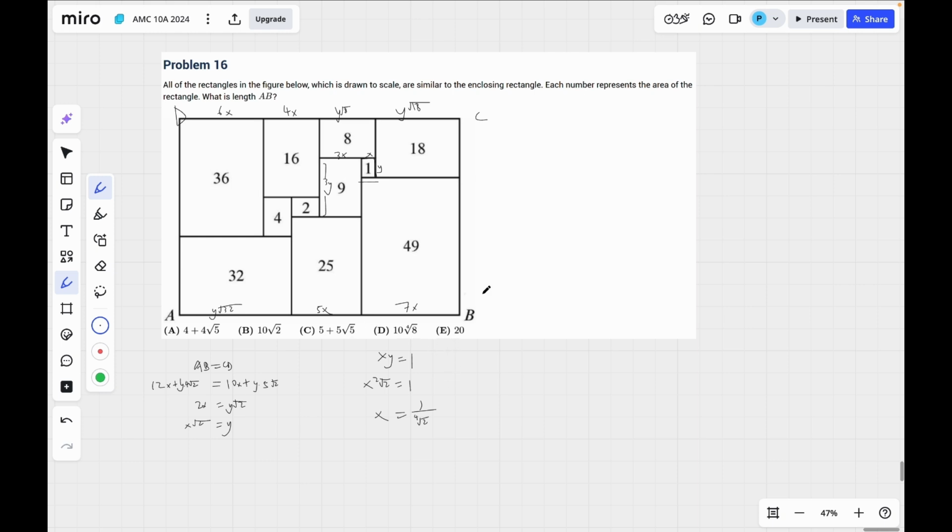And so now we can solve for AB. We plug this back to find y. So y is equal to the fourth root of 2. So now AB is equal to 12x plus 4 root 2 times y, which equals 12 over the fourth root of 2 plus 4 root 2 times the fourth root of 2. And so this is equal to 6 times the fourth root of 8 plus 4 times the fourth root of 8, which gives 10 times the fourth root of 8. So our final answer is D.